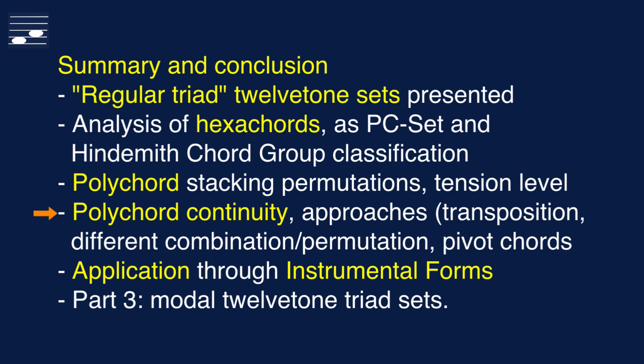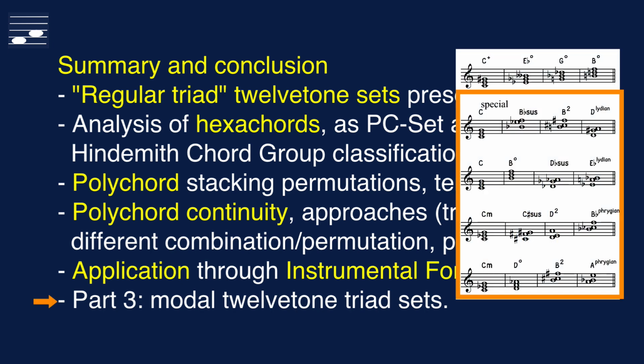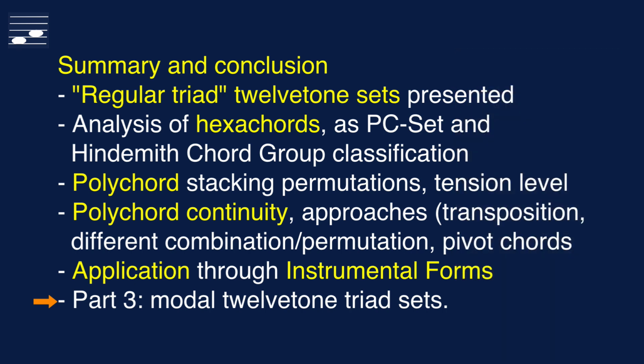I demonstrated how to create a polychord continuity, transposing the sets, changing combinations or permutations, and using connections with pivot chords. Careful instrumental form design in the application phase may yield all sorts of musical styles, and may reduce the harshness, the high dissonance level that is inherent for these 12-tone triad sets. I leave the modal triad options until the next episode and hope that you will be inspired to use these regular triad 12-tone polychord sets yourself.